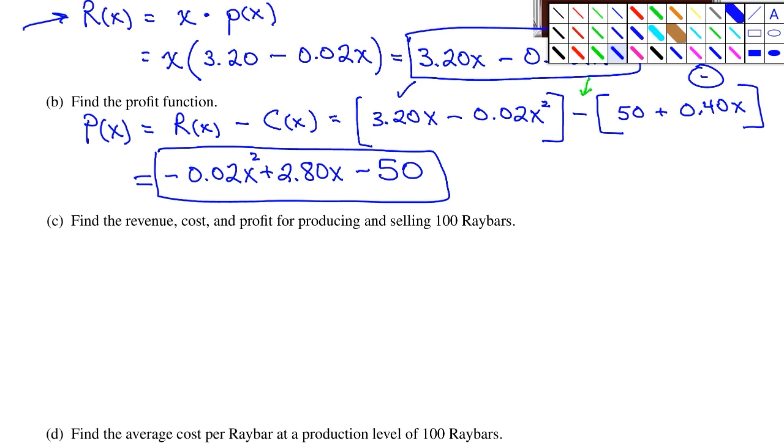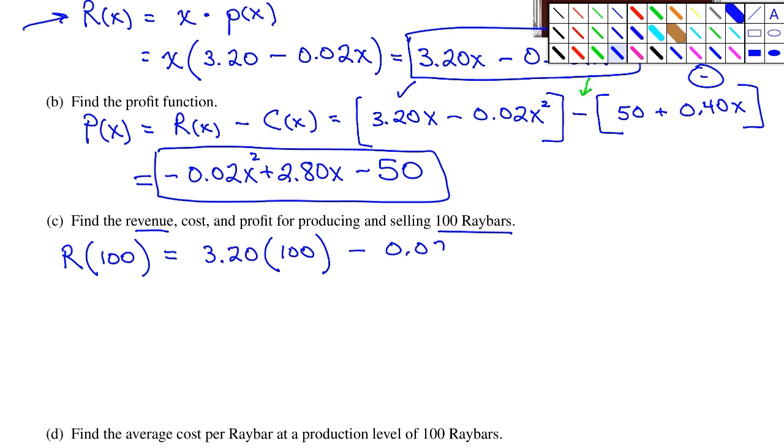Part C, find the revenue, cost, and profit for producing 100 ray bars. All right, so now we're getting into the applications. When you do the applications, you want to tell the reader what you are finding. So the first one is revenue. So revenue at a selling point of 100 ray bars would be R of 100. So tell me what you're going to compute, use equal signs, and then work it out. So the revenue is 3.20, put in your parentheses 100, close parentheses, minus 0.02, parentheses 100 squared.